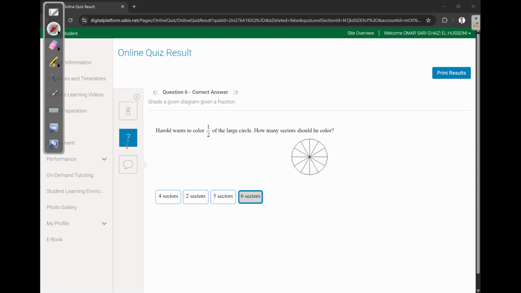Haroldo wants to color 1 out of 2 of the large circle. How many sectors should he color? There's 1, 2, 3, 4, 5, 6, 7, 8, 9, 10, 11, 12. There's 12 sectors. How much does he want to color to make it half? He needs to color 6 out of 12 to make it half.